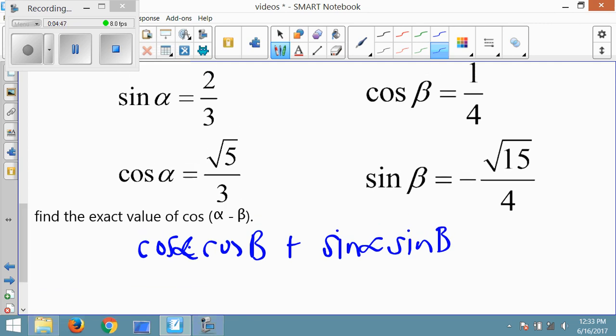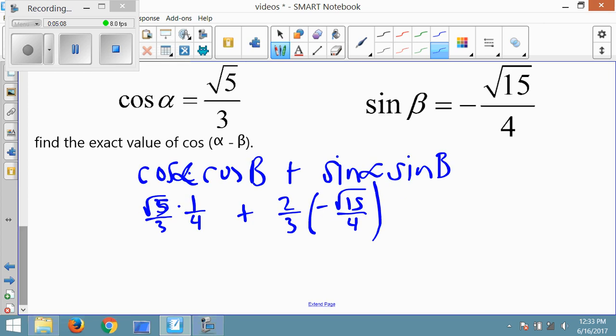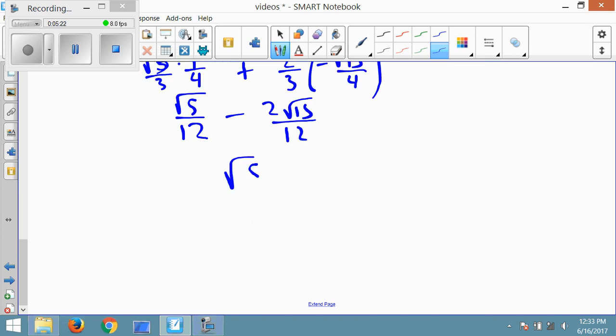So cosine of alpha is the square root of 5 over 3. And cosine of beta is 1 over 4. So then we're going to add that the sine of alpha is 2/3, and the sine of beta is a negative square root of 15 over 4. So let's multiply. We're going to get square root of 5 over 12 minus 2 square roots of 15 over 12. So we can write that as square root of 5 minus 2 square roots of 15, over 12.